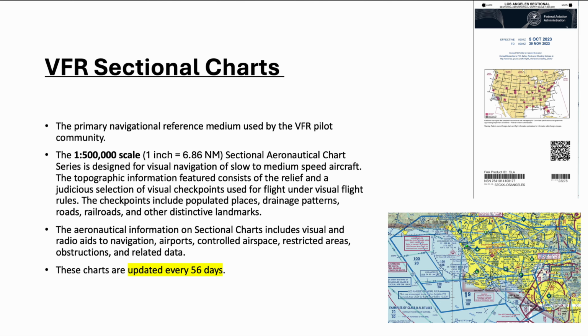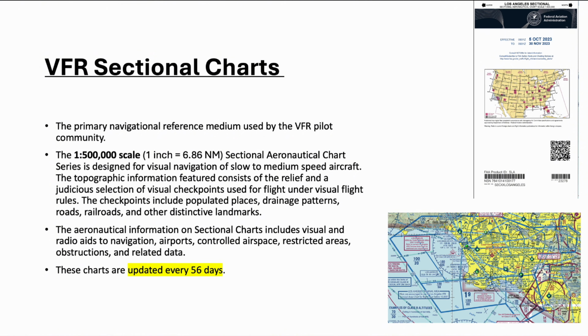Starting off with sectional charts, this is going to be your primary means for navigation in aviation, and this is kind of the foundation of how we teach people how to navigate, how to fly cross country. So these charts, you'll see here at the top, it has the area that it covers. In this case, it's a Los Angeles sectional chart. Below that, it'll say the scale for that chart. So sectional charts are 1 to 500,000, and that means that 1 inch is equal to 6.86 nautical miles.